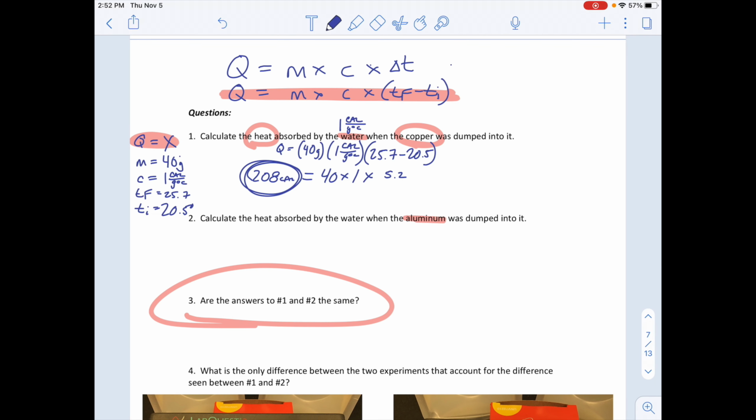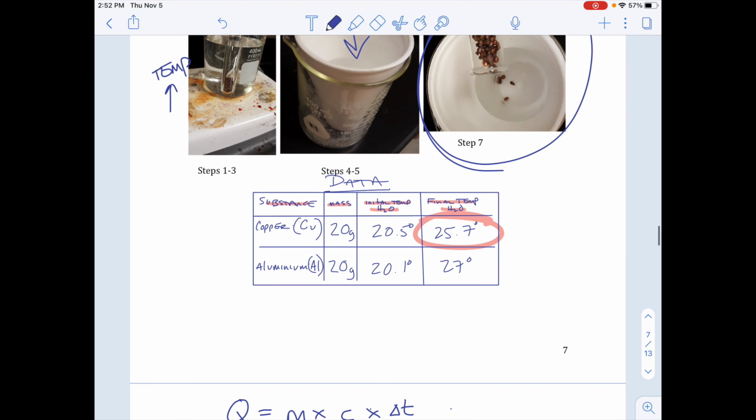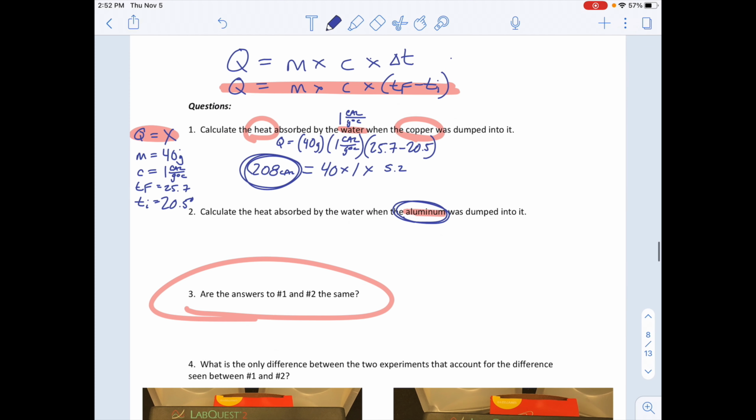It asks, how much heat did aluminum give to that water? And then we have to talk about, if they are the same, why? If they're not the same, why? So that should be a pretty good start for you. Here's your data table. Now you can walk through the rest of it.